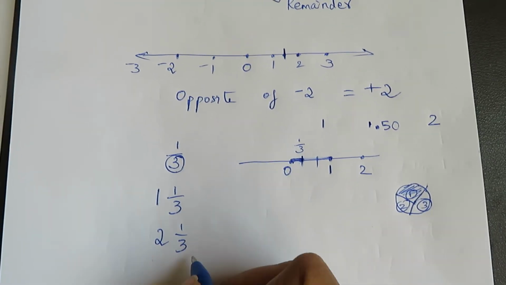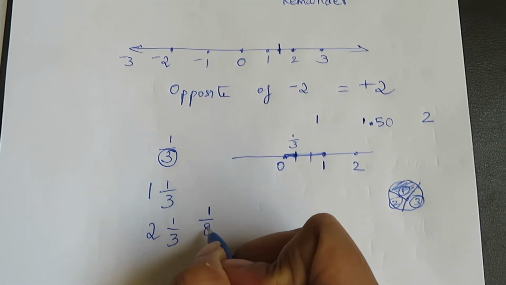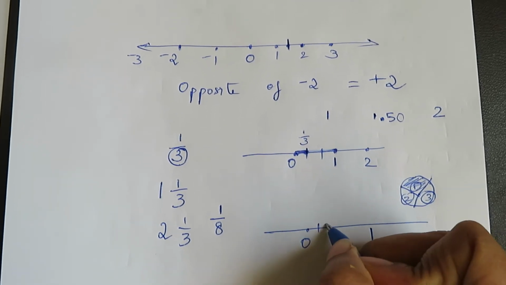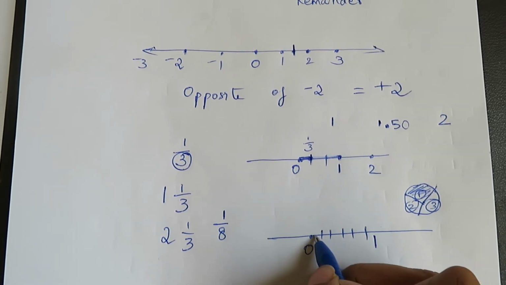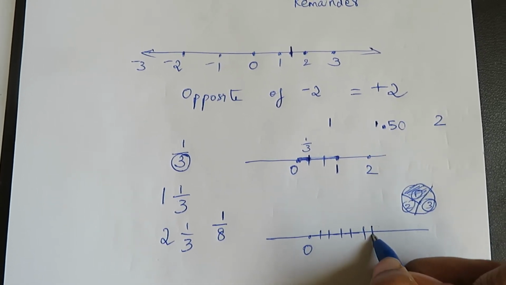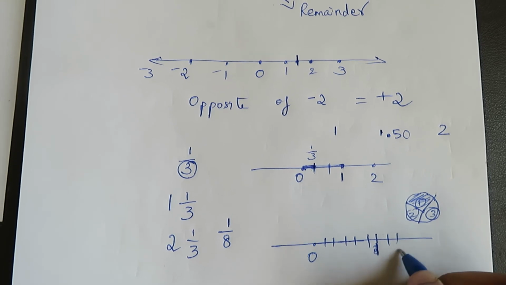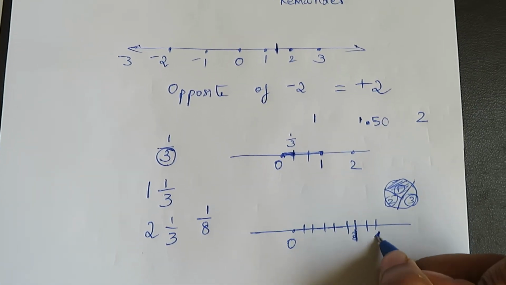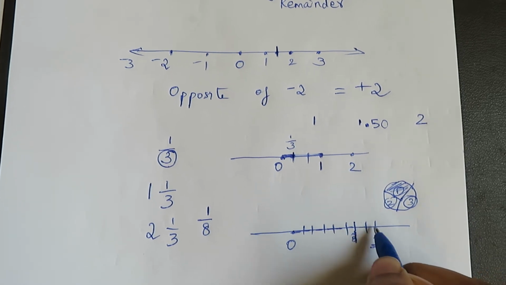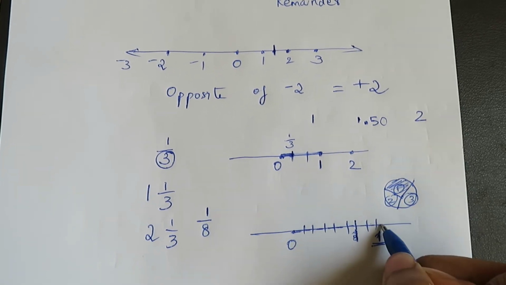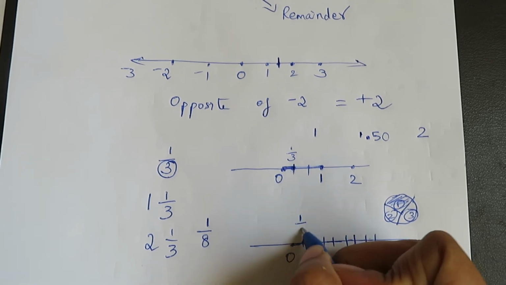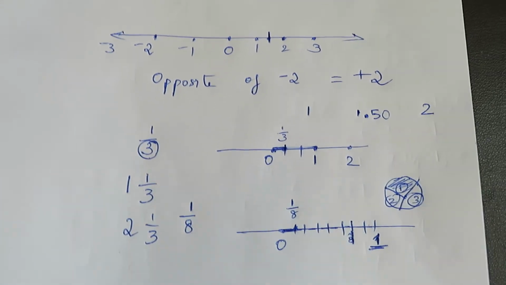Suppose I am asking you to locate where is 1 divided by 8. What do you mean? Between your 0 and 1, you'll put 1, 2, 3, 4, 5. Oh, I'll have more. 6, 7, 8. Okay, let 1 be here. So between my 0 and 1, I have 1, 2, 3, 4, 5, 6, 7, 8. So this is a chocolate. I cut it into 8. Now 1 out of 8 means this one. I'll just have 1 chocolate out of my 8 chocolates.